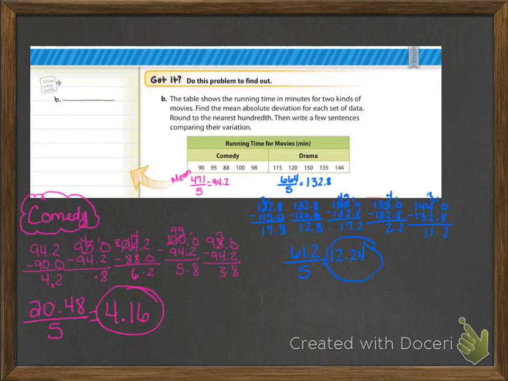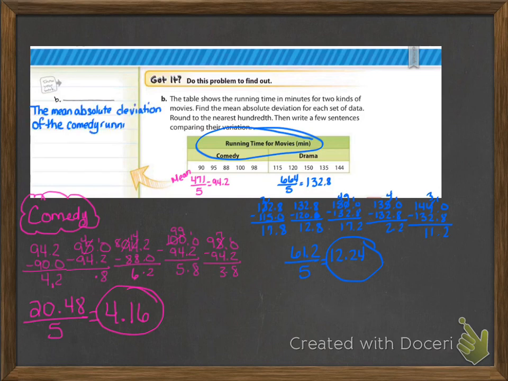All right, so now it's time to write my sentences. Between the two, I am going to say that the comedy was much shorter than the dramas, because remember, this is the running time for movies. That means how long the movies ran for. So the running time for comedies was much shorter than that of the drama. We're going to put that in a sentence. I wrote, the mean absolute deviation of the comedy running time is less than that of the dramas.